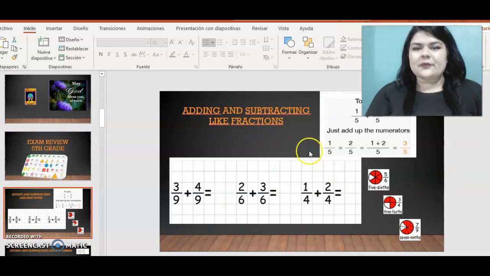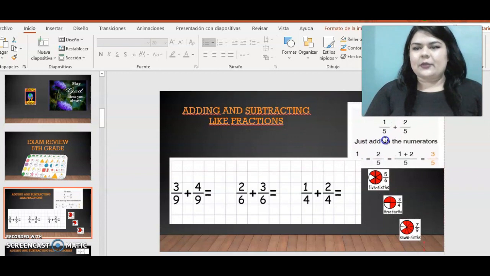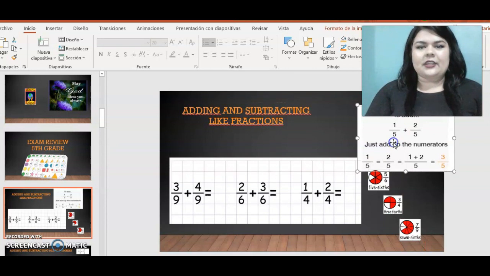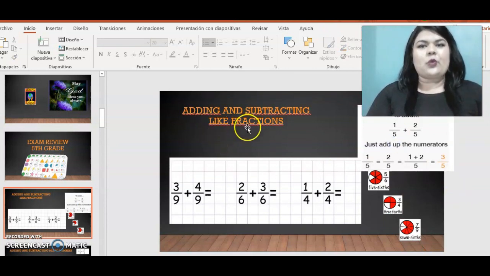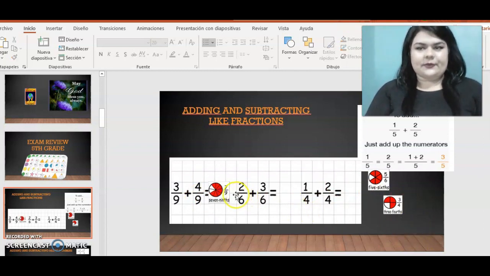Okay, as you remember, one of the most important topics that we have in math is adding and subtracting like fractions. If you remember, like fractions is when I have the same denominator. This is a very simple and easy exercise. For example, 3 ninths plus 4 ninths equals 7 ninths. Look, I don't simplify because it's not possible.